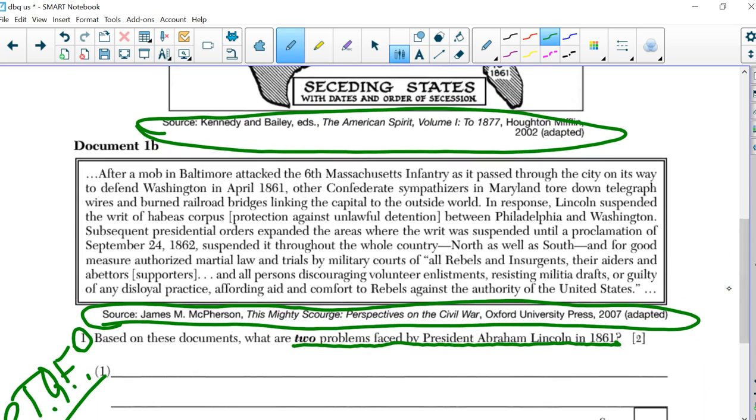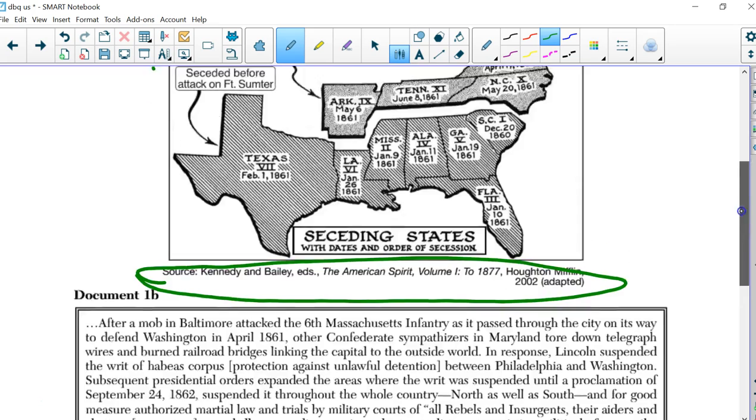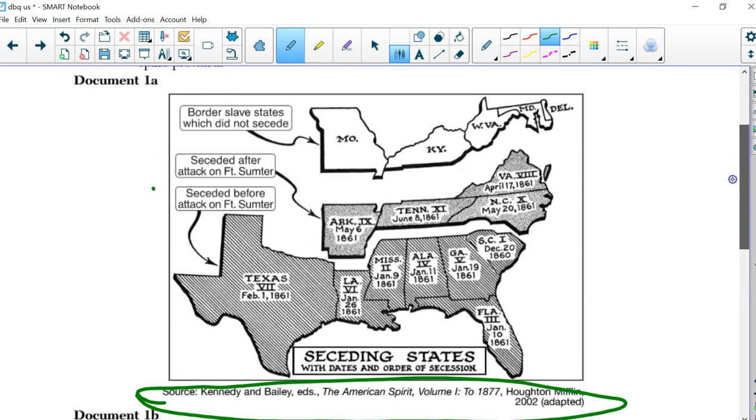Okay. Source number 2, James M. McPherson, This Mighty Scourge, Perspectives on the Civil War, Oxford University Press, 2007. This is from a book. This guy wrote a book. It was put out in 2007. Okay? All right, so it doesn't really tell us much.